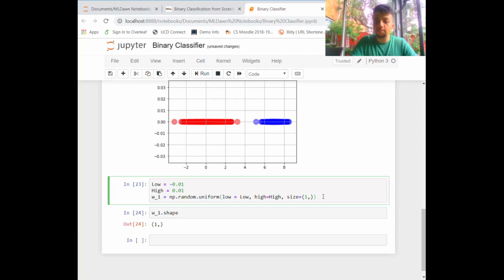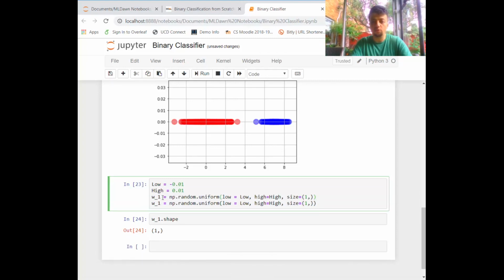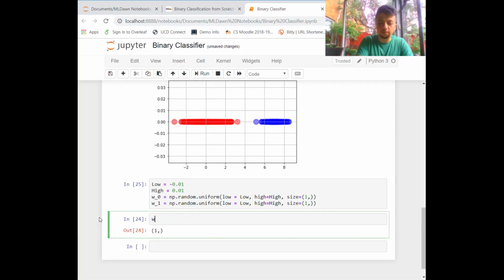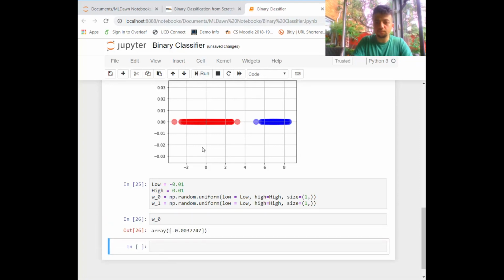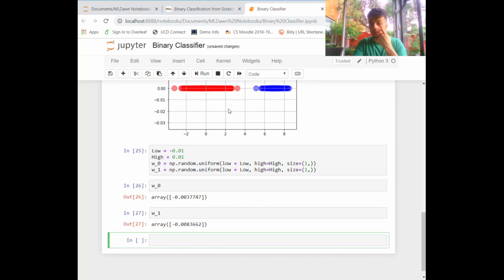Perfect, so I'm going to do the same for W0, which is the weight of our bias unit. Again, low, high, the same story. Perfect. And if I just look at the values that have been generated, W0 is a NumPy array with just one value, and W1 is again a NumPy array with just one value, right? In this case, they both started as negative values.